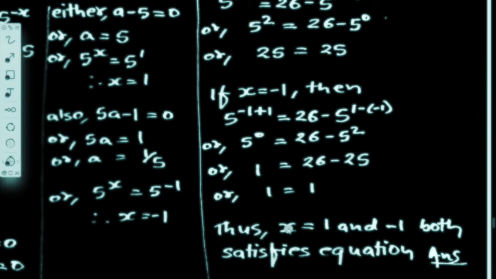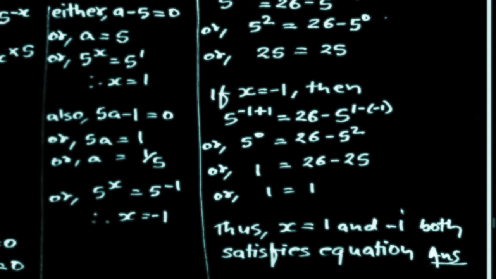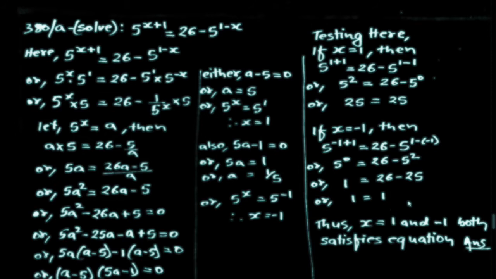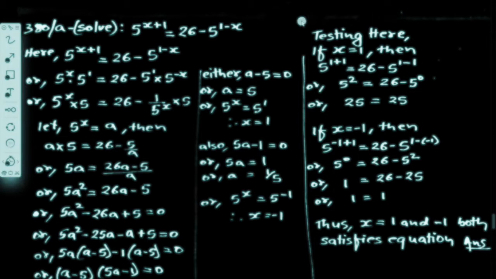Here x equals 1 and minus 1 both satisfy our equation, and this is our required answer. In this way, we solve this equation easily in a short method, a simple way. This calculation should be done properly and nicely to make our calculation fast and easy. A certain process and certain formula should be applied to get a better result and the required answer.